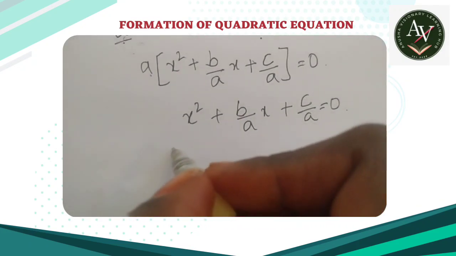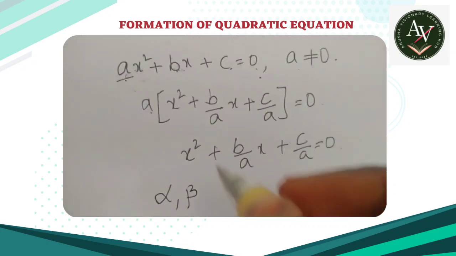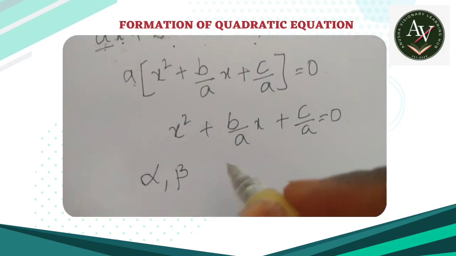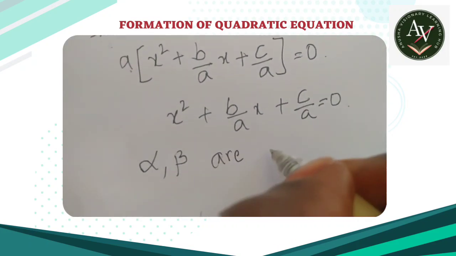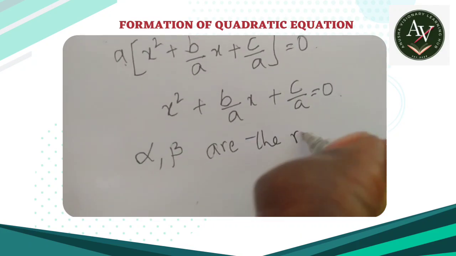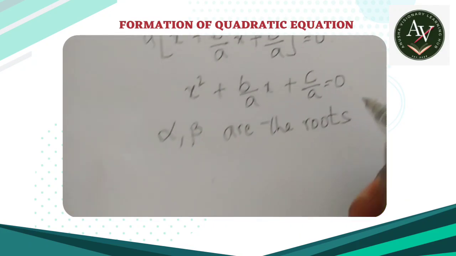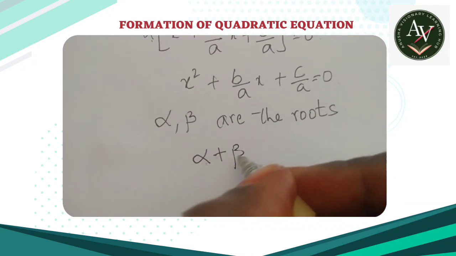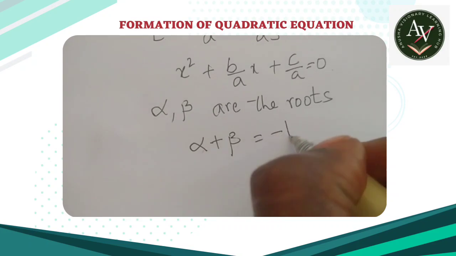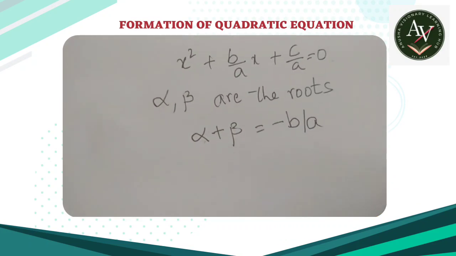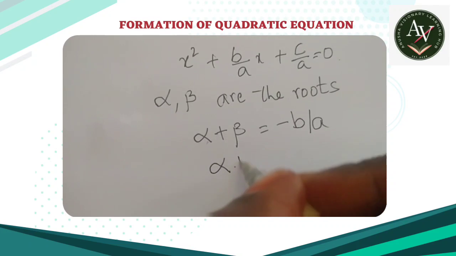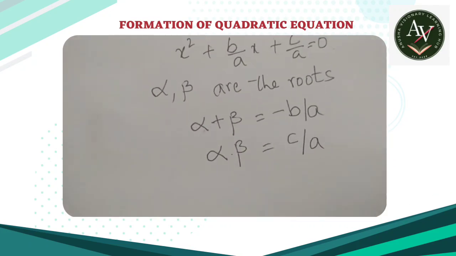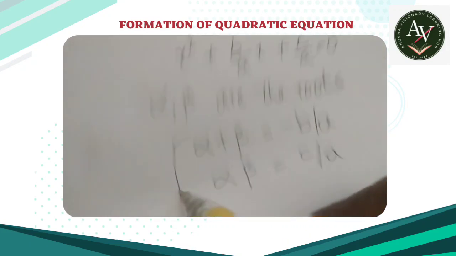Given that alpha and beta are the roots of the equation ax square plus bx plus c is equal to 0, then what are the conditions? Sum of the roots, alpha plus beta, is equal to minus b by a, and product of the roots, alpha into beta, is equal to c by a. These two formulas are derived formulas.